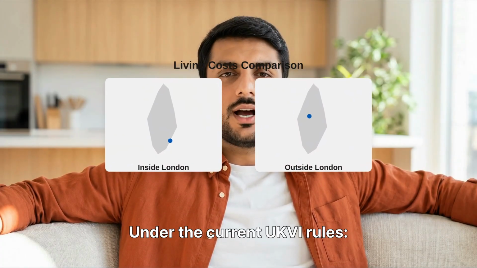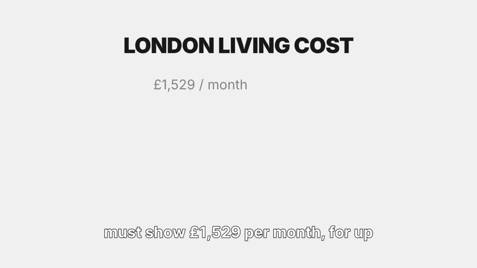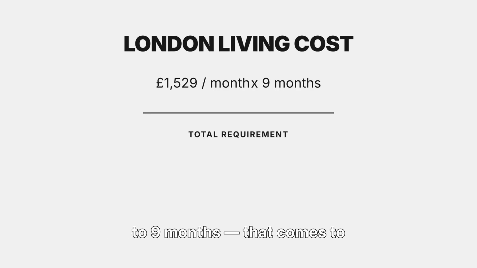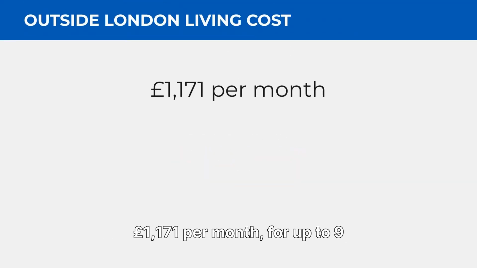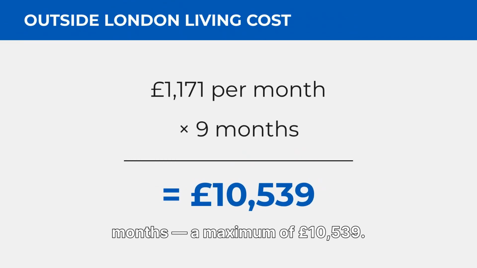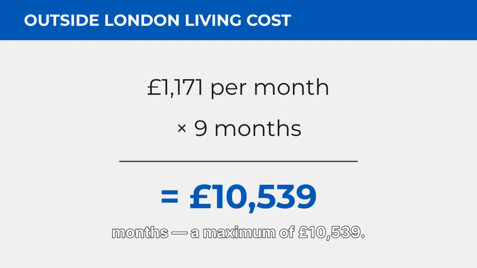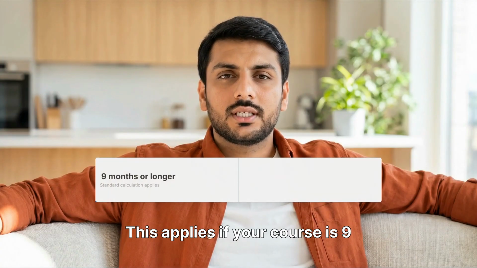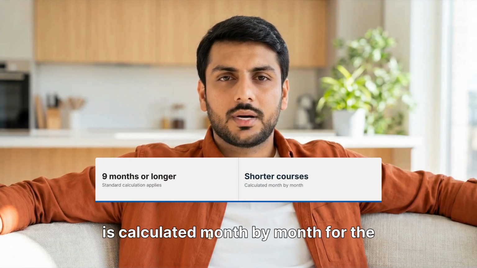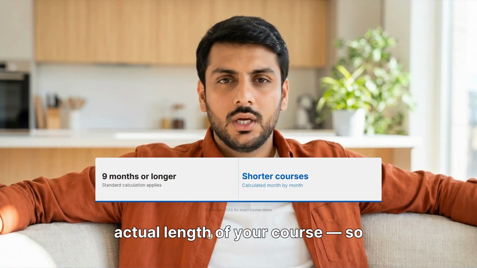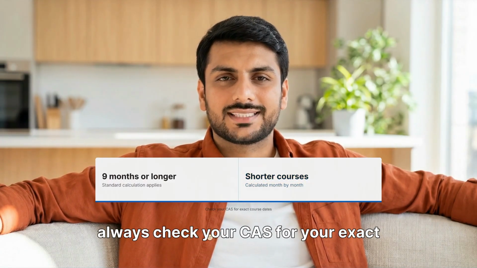Under the current UKVI rules, if your course is in London, you must show £1,529 per month for up to 9 months. That comes to a maximum of £13,761. If your course is outside London, it's £1,171 per month. For up to 9 months, a maximum of £10,539. This applies if your course is 9 months or longer. If your course is shorter, the amount is calculated month by month for the actual length of your course. So always check your CAS for your exact course dates.